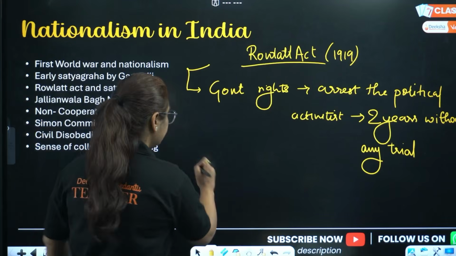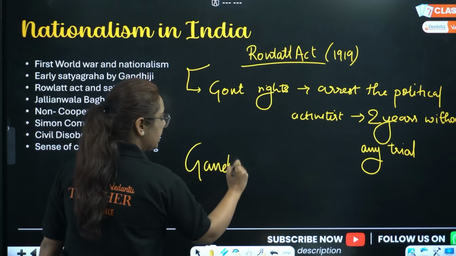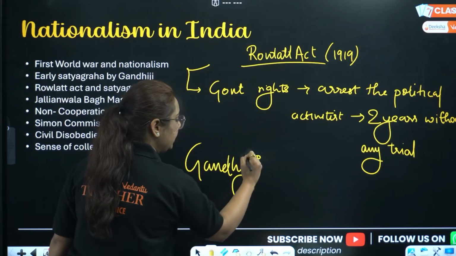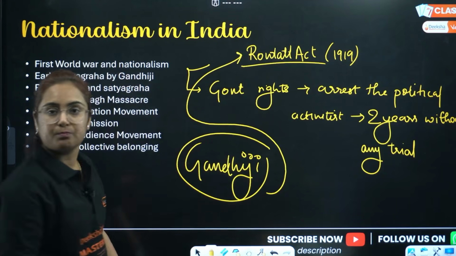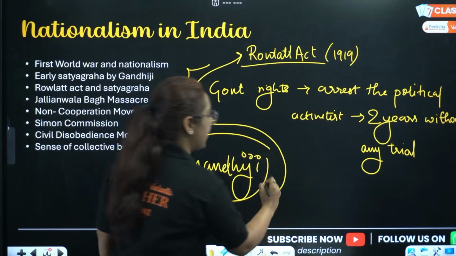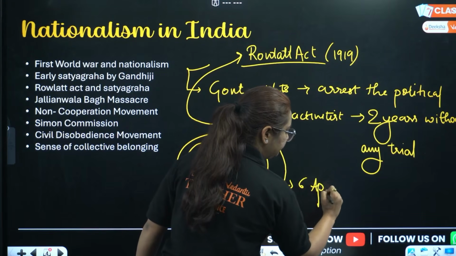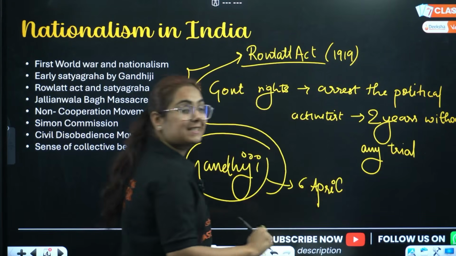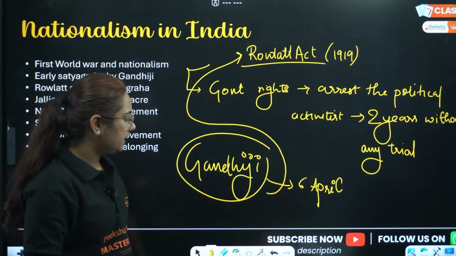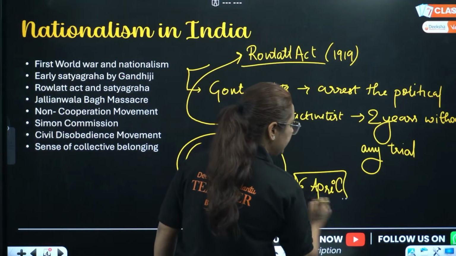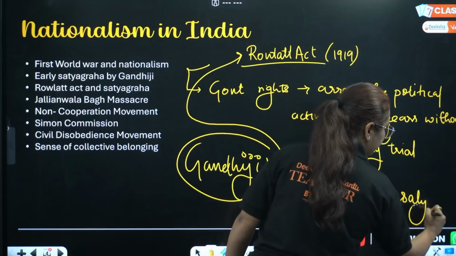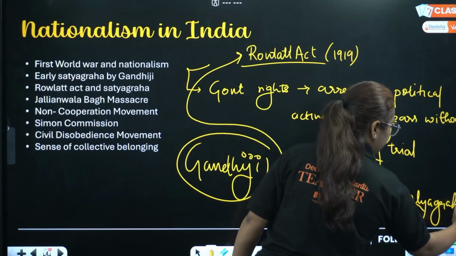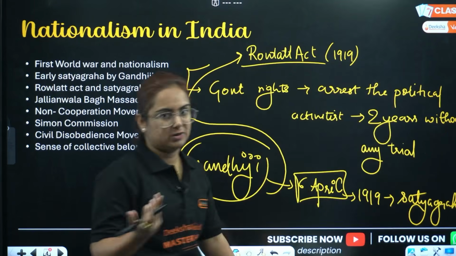And here again Gandhiji comes into the picture. Gandhiji was waiting for an all India satyagraha and this issue helped him out. So Gandhiji decided that on 6th of April 1919 he would start a satyagraha, and it was started.